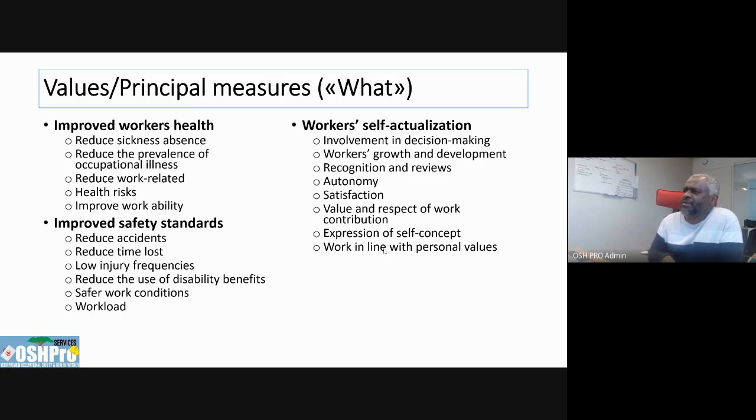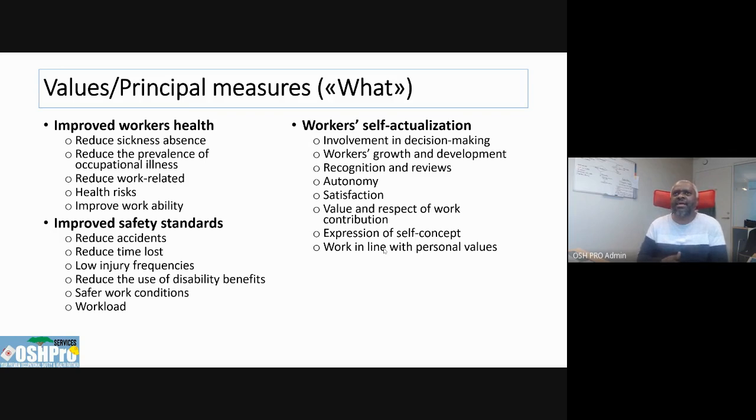You want recognition and reviews, so that after some time the workers get some kind of recognition of their work, and they are informed. They have autonomy. They can work independently. You don't have to micromanage every little thing they do. The workers have to have satisfaction in their work, that they are happy doing that work. They can see their value, and they value and respect the work, and the management values and respects the contribution they make to the company.